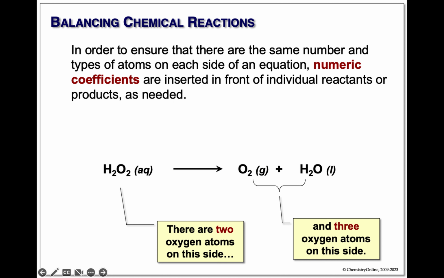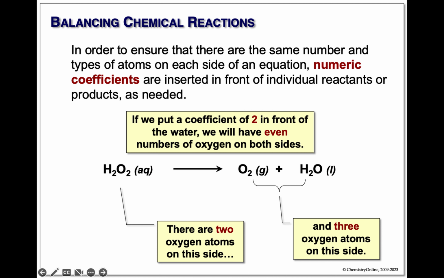To make this even, we could simply put a 2 in front of the water as our coefficient. That now gives us two oxygens. We have 2 over here. At least they're even. They're not the same, but they're even. Now we can fiddle with it more.